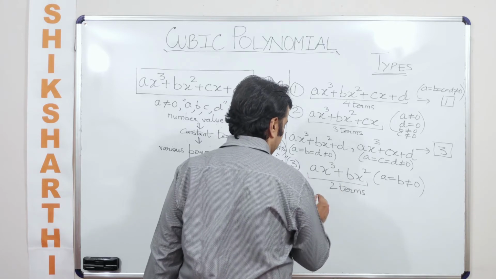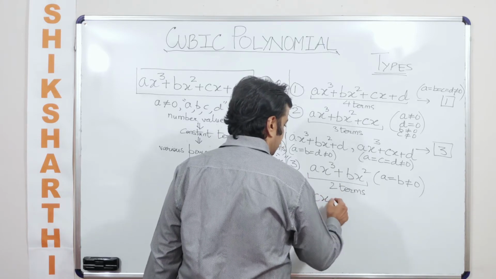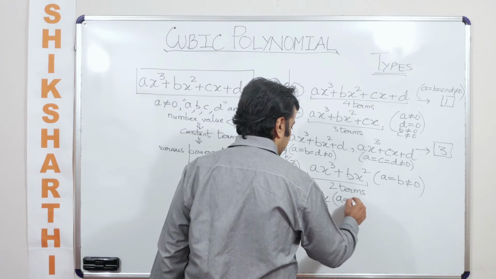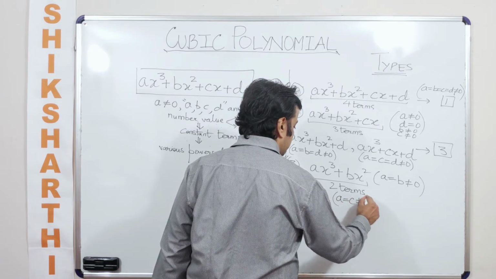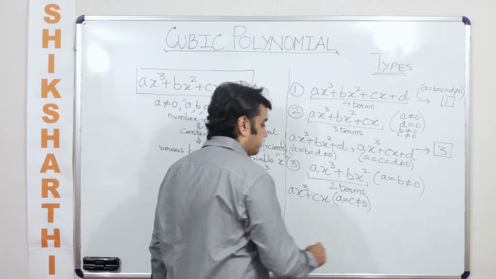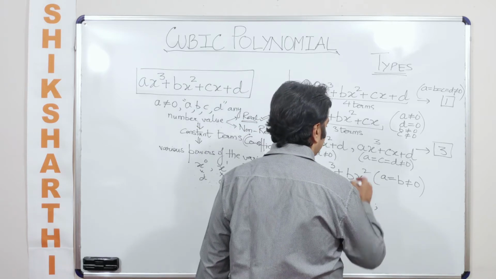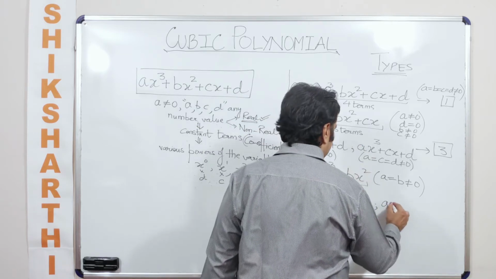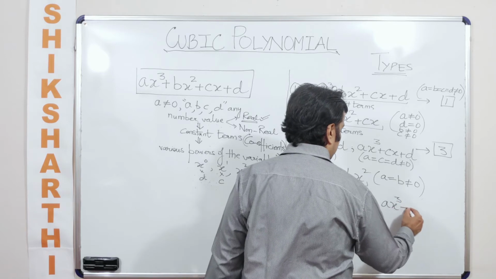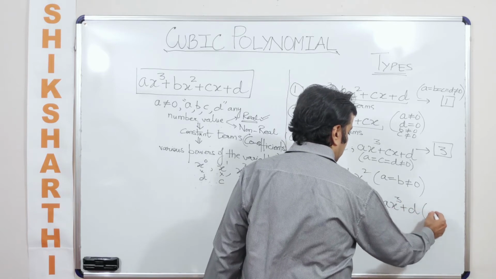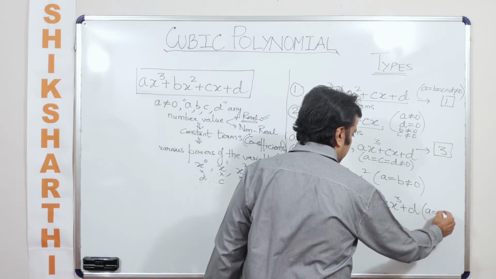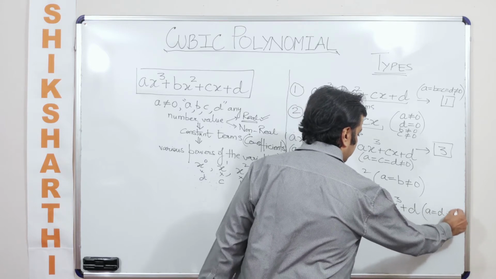The second case I can write it like this, wherein the basic thing that you need to specify is A and C both would be non-zero real number values. And the third case that you can write here is ax cube plus d. Here also you need to specify that a and d, they should be non-zero real number values.